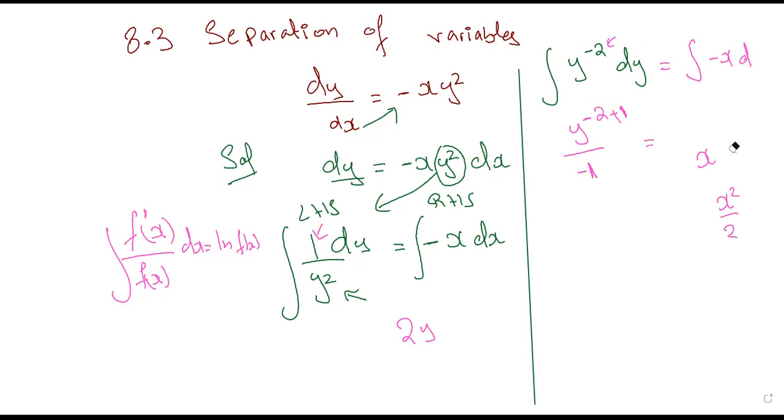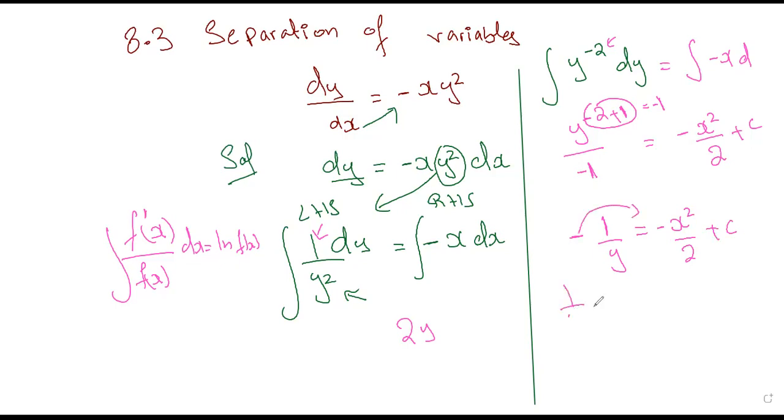And on the other side, we will have minus x square by 2 plus c, right? And we will have finally minus 1 by y, because minus 2 plus 1 will give you minus 1. So y to the minus 1 can be written as 1 by y when it comes to the denominator, right? And then we will have minus x square by 2 plus c, okay? And now I can take this minus to that side, so I will get 1 by y equals x square by 2 plus c, okay? We will not change this sign because whatever change we are making to our equation, we will get the constant accordingly, okay?